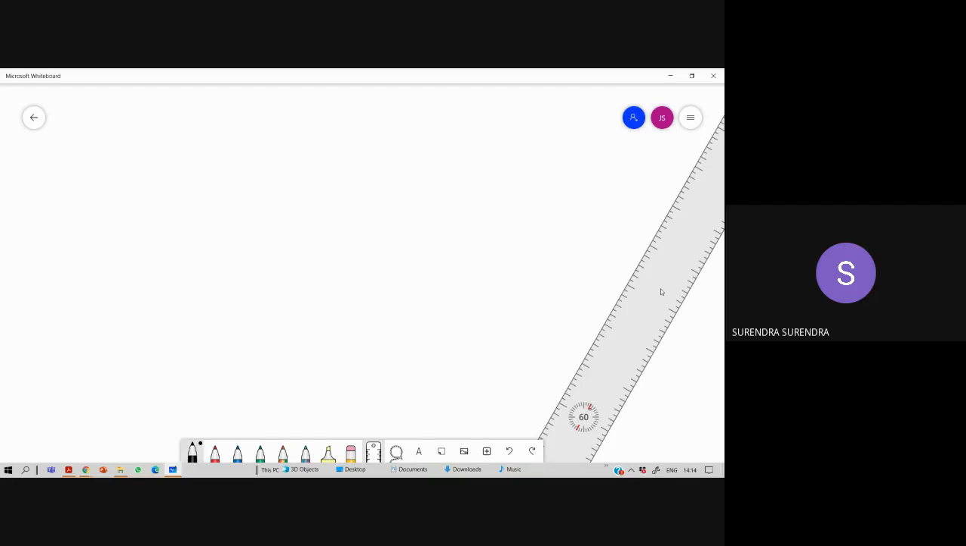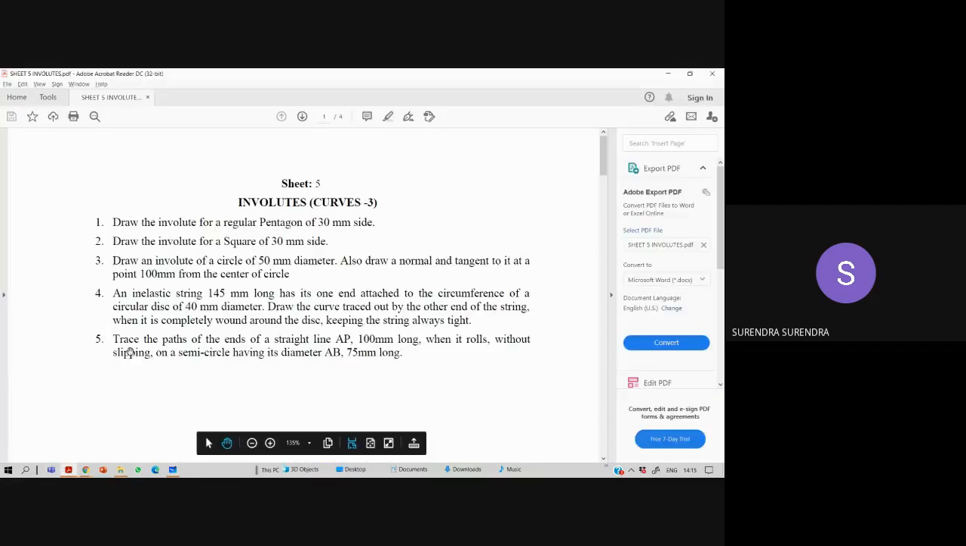Coming to involutes of a polygon, mostly they will be given only for short answer questions. Why? Because an involute of a polygon can be completed within 5 to 10 minutes. But an involute of a circle and a semicircle may be given for large essay type, meaning 12 marks questions. Coming to the next one.